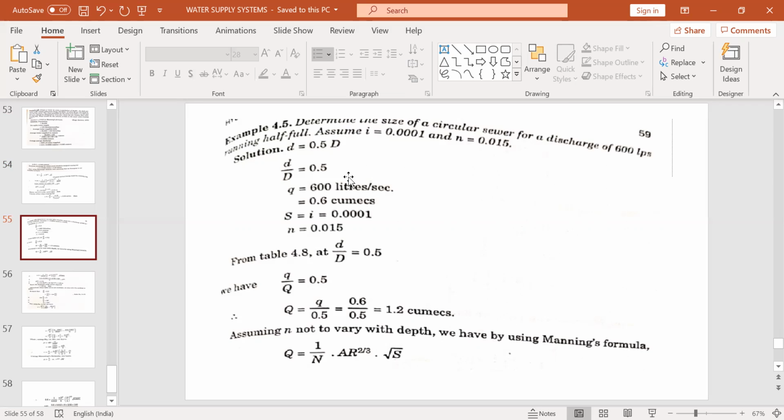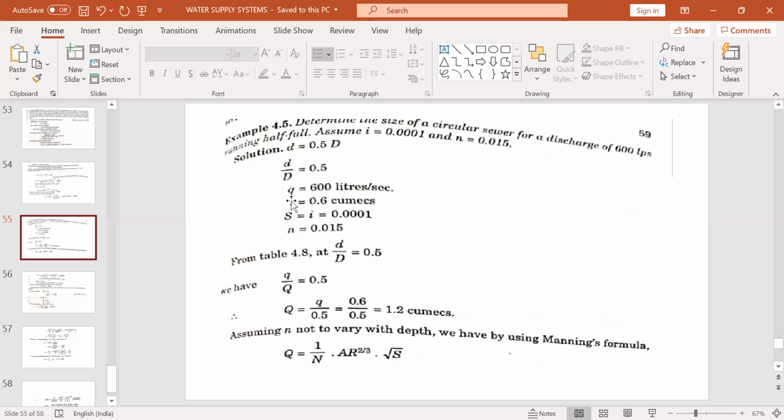So now here you need to find the diameter, but it is given that it is half full. So if it is half full, d is 0.5 capital D, so d by D is 0.5. As I told you about the nomogram, there is also a table 4.8, where for every corresponding value of d by D, you will get a value of small v by capital V, a value of small q by capital Q, and a value of a by A, like proportionate. For every value of proportionate diameter, you will get values of proportionate area, proportionate discharge, proportionate velocity, all the other parameters.